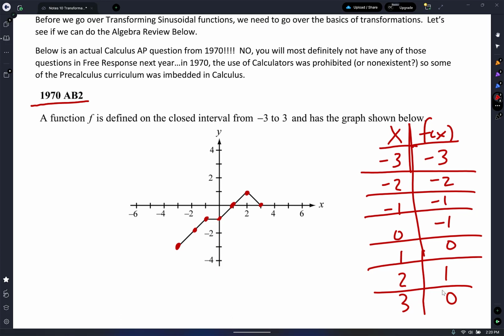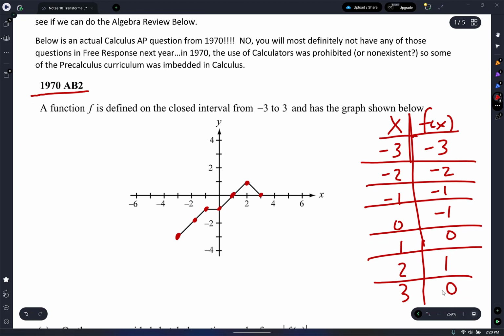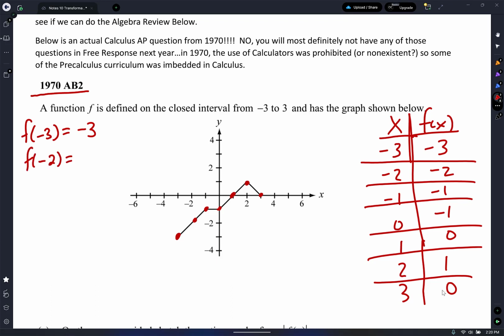Are we okay? Another way to represent this data, sometimes they call it tabular data. For now, we're just going to leave it like that. Another way to represent this is to say f of -3 is equal to -3. All this should be review, I hope. f of -2 equals -2. f of -1 equals -1. I don't see any mistakes.